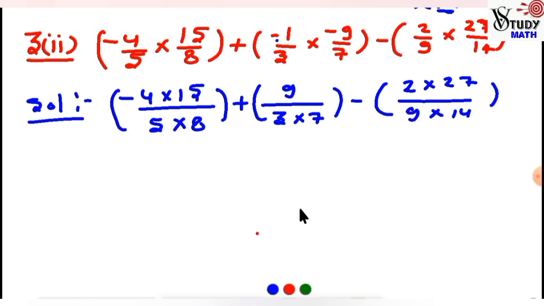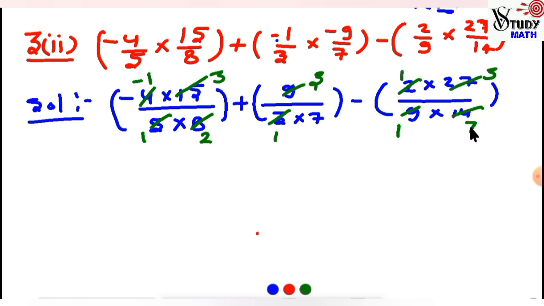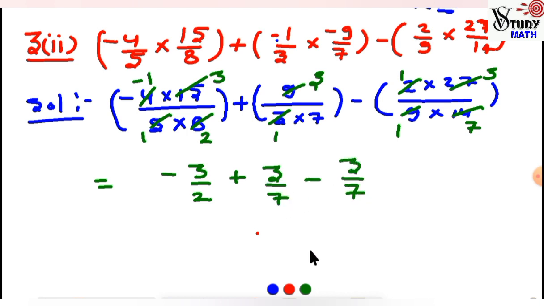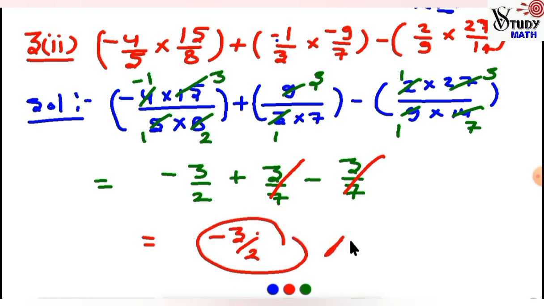So what we have now: 5 1 ja 5 and 5 3 ja, 4 1 ja that is negative 1 time, 4 2 ja, 3 1 ja 3, 3 3 ja 9, 9 1 ja 9, 9 3 ja, 2 1 ja 2 and 2 7 ja. So my dear students, we have negative 3 by 2, we have positive 3 by 7, we have negative 3 by 7. Here this is negative and this is positive and both are the same number, so we have negative 3 by 2. This is the answer of this particular problem.